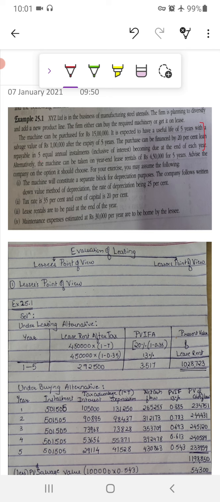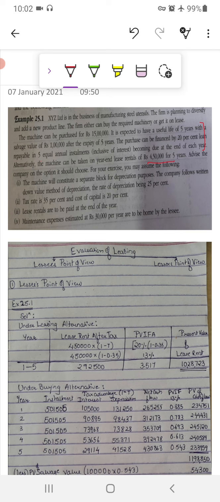That means you can take it on lease basis. Now, what are the lease rentals? The lease rentals are 4,50,000 rupees for 5 years. Advise the company on the option it should choose. You may assume the following. Now they have given us some assumptions also.